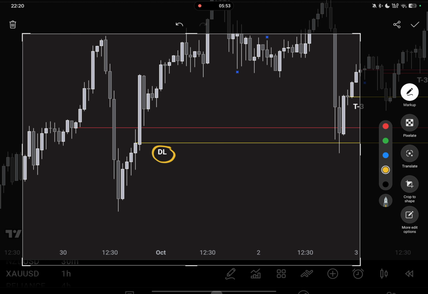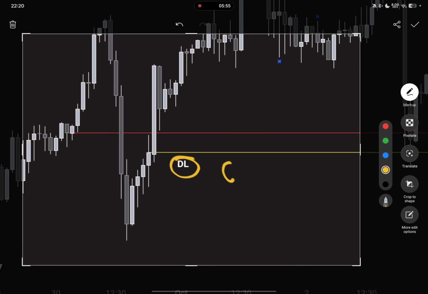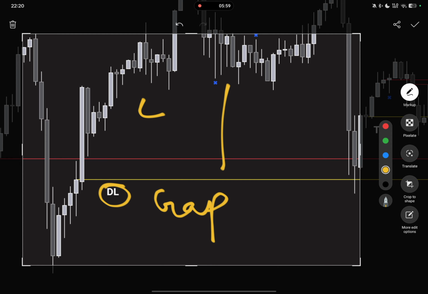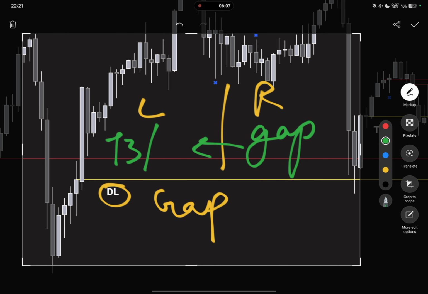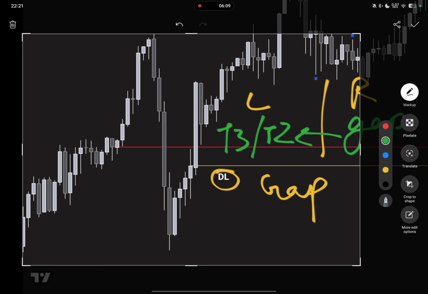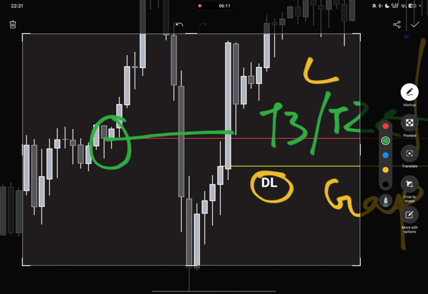So this is a DL. A DL is a gap that, for me, has two sides: one is left, the second is right. The right side is always the gap that will break the left side key level, and the left side will be a T3 or T2 key level. Right now, it's the T3 support that will become resistance.